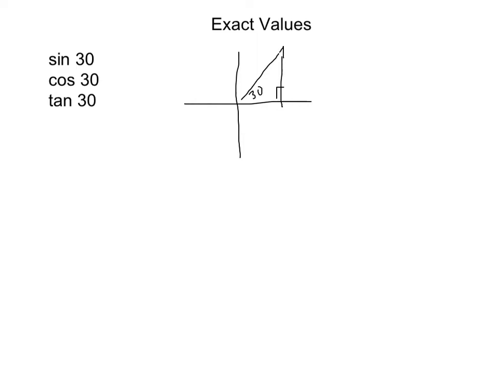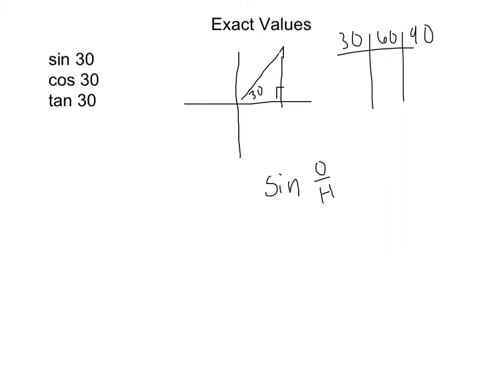Now, in order to find the sine, cosine, and tangent of that angle, I'm going to use my basic trig operations. I know that sine is opposite over hypotenuse. So I need to fill in this triangle with my opposite and hypotenuse values. Since I know I have a 30-degree angle and a 90-degree angle, the missing angle up here has to be 60 degrees. So that means I have a 30, 60, 90 triangle.